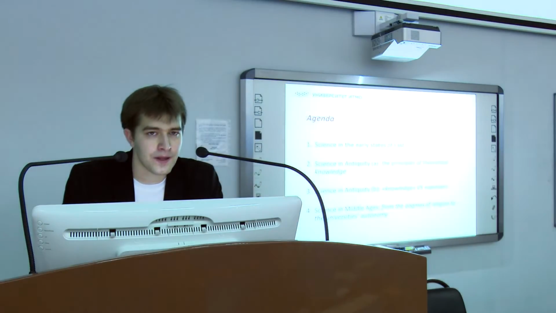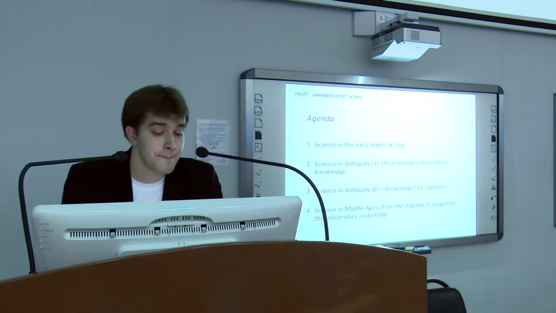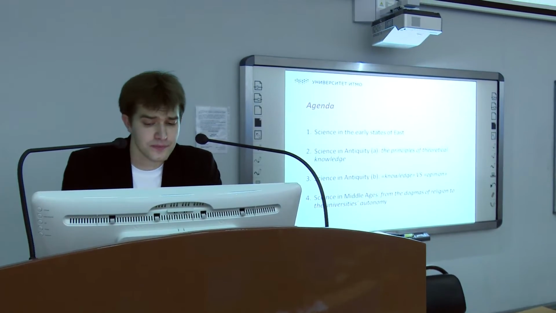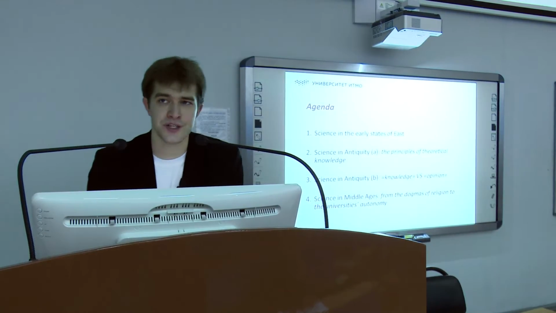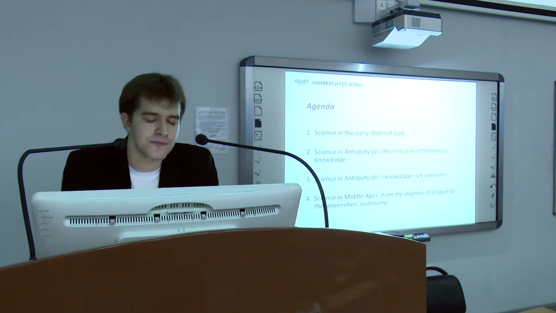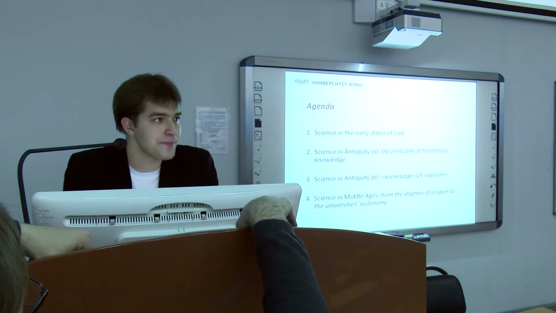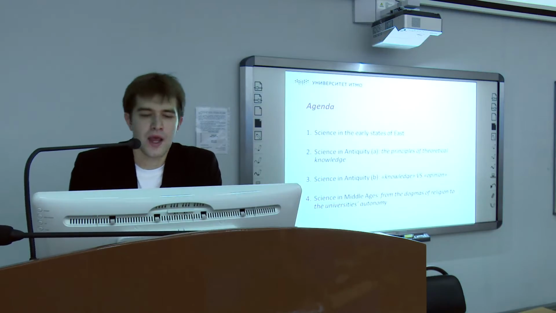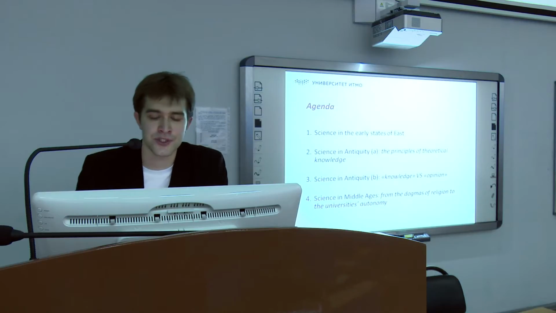In the fourth section, we'll try to focus on science in the Middle Ages, and two main things that we have to mention here will be the postulates and the dogmas of religion as the very basis of science, understood as scientia in the medieval tradition. And the second position will be about the university's autonomy, because the Middle Ages is the time when the first secular universities really came into life.